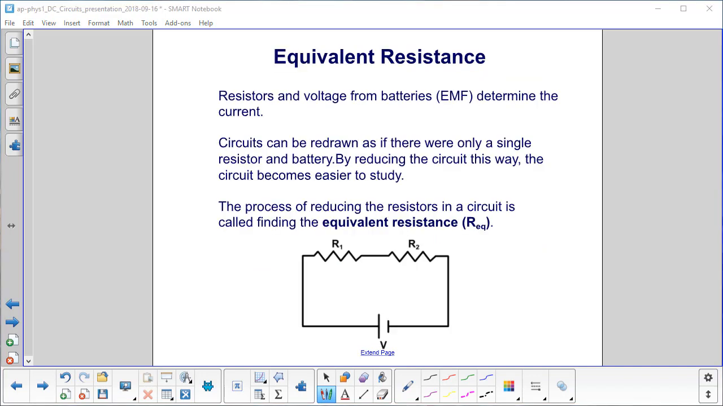Resistors and voltage from batteries, another name for that of course is EMF, determine the current. Circuits can be drawn as if there were only a single resistor and battery. By reducing the circuit this way, the circuit becomes easier to study. So what we're talking about is taking these two real resistors and replacing them with one virtual resistor that acts the same as the two of them. Another name for that virtual resistor is equivalent resistance, or R sub EQ.